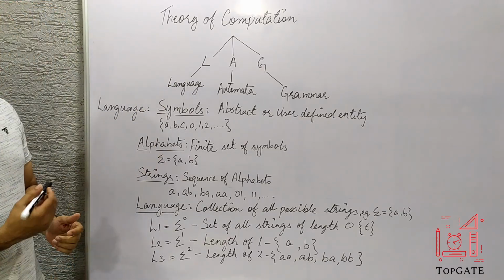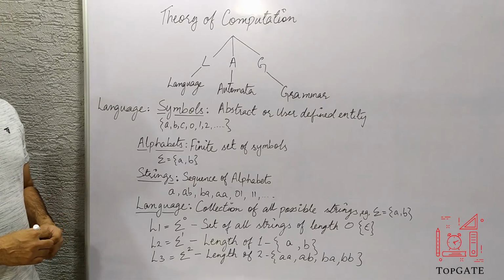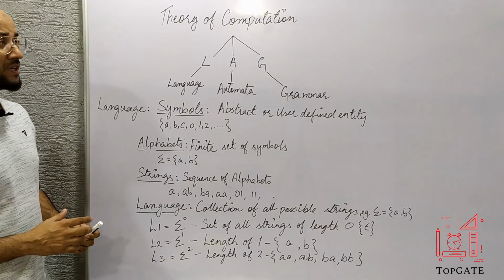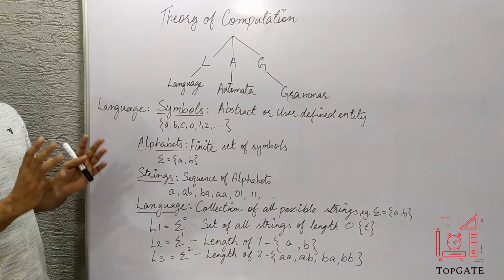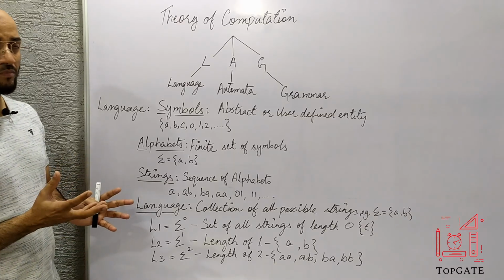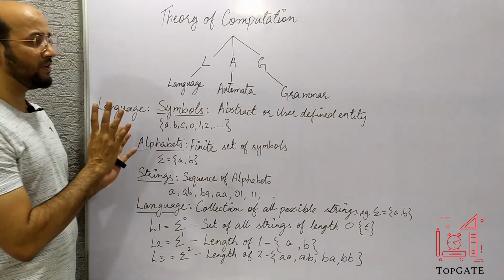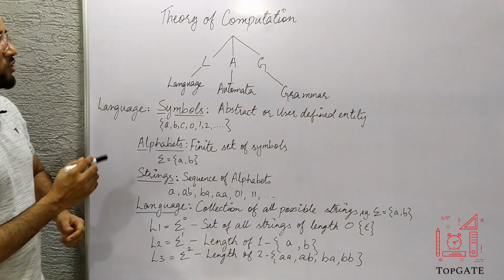Since we are dealing with the branch of computer science, how do computers process anything? How do computers compute anything? What are the steps they take in order to compute something, in order to process something? All those steps I'll be discussing here. So what is theory of computation?